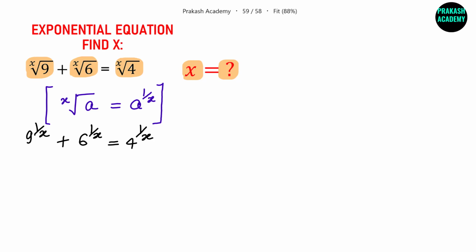Now in the next step, we will divide by one of the terms. Let us consider the largest term, that is 9 raised to the power 1 by x. So let us divide each term by 9 raised to the power 1 by x. We will have 9 raised to the power 1 by x divided by 9 raised to the power 1 by x. Similarly, this term will also be divided by 9 raised to the power 1 by x, and this one also.